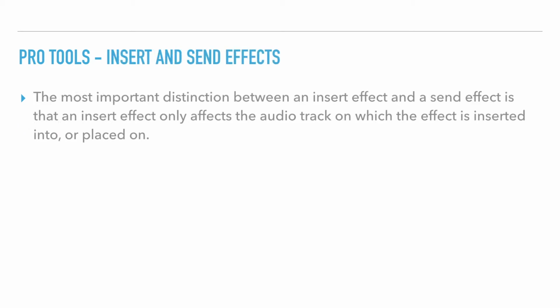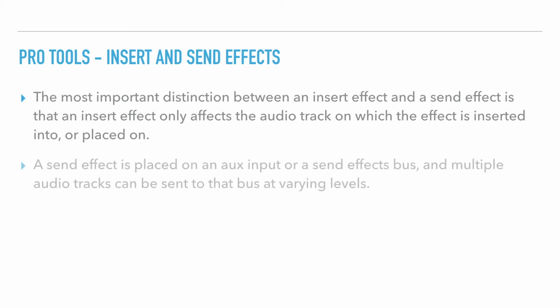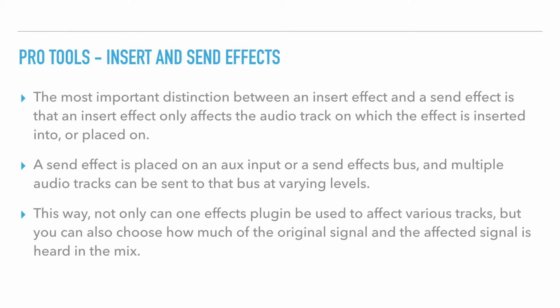The most important distinction between an insert effect and a send effect is that an insert effect only affects the audio track on which the effect is inserted into or placed on. A send effect is placed on an aux input or a send effects bus, and multiple audio tracks can be sent to that bus at varying levels. This way, not only can one effects plugin be used to affect various tracks, but you can also choose how much of the original signal and the affected signal is heard in the mix.